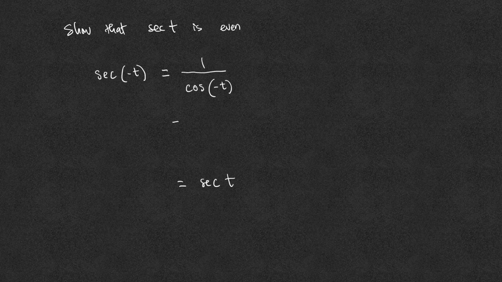But cosine is an even function, so in the denominator, cosine of negative t is cosine of t. By the definition, 1 over cosine of t is secant. Since we showed that secant of negative t is secant of t, this shows that secant is an even function.